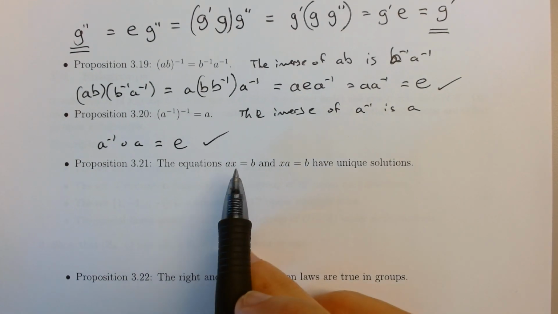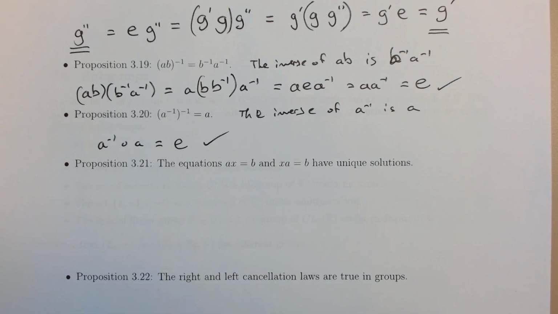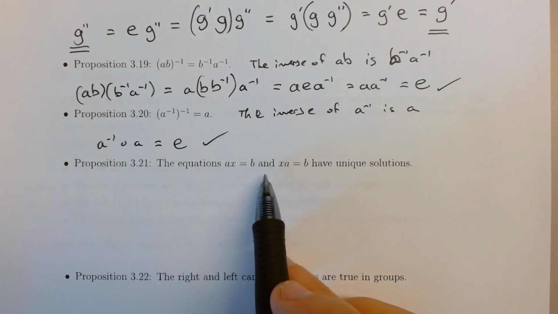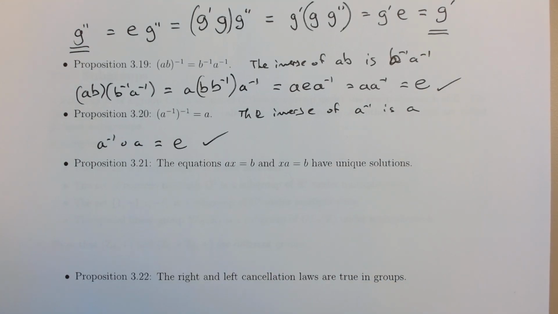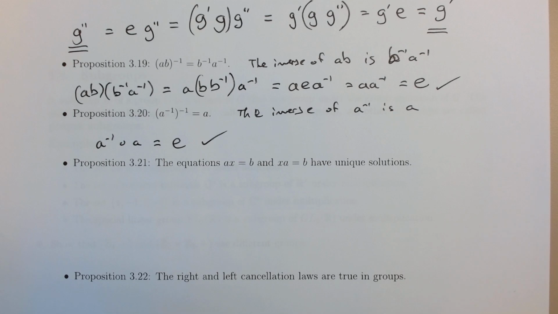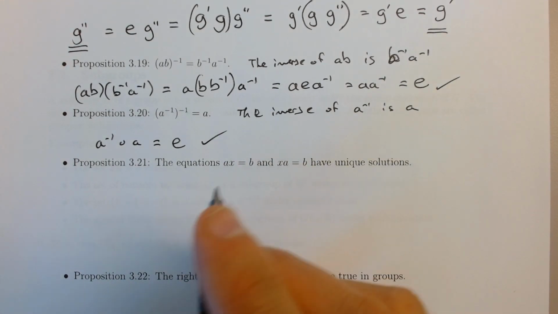Next one is about if you have linear equations, they have unique solutions. So AX equals B or XA equals B both have unique solutions for X. So there's a unique X in the group that satisfies those equations. Well, not both of them, but each one separately. So let's take the first one here.